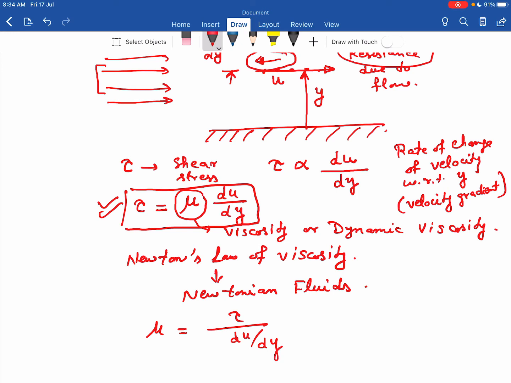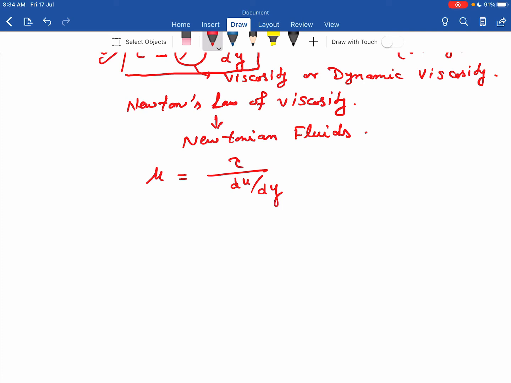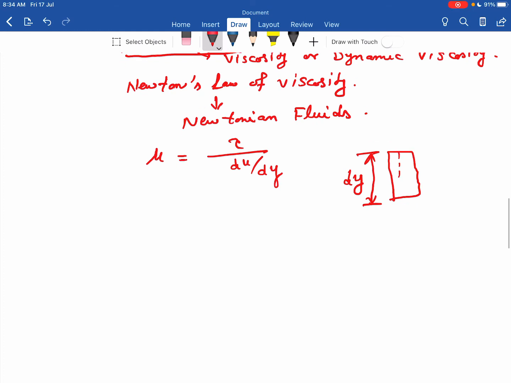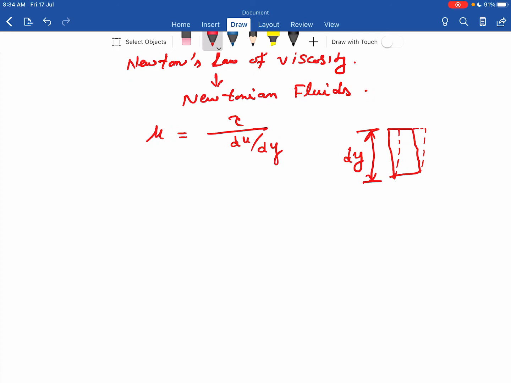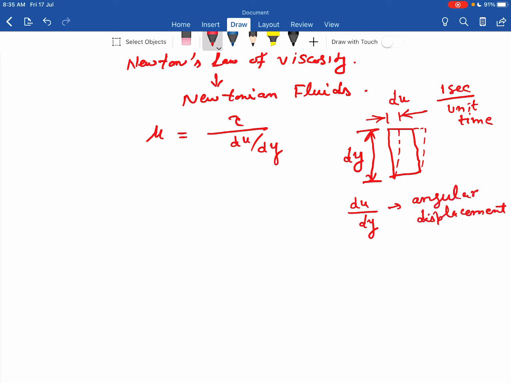Okay. Now say if we consider a vertical element dy, say this is our vertical element dy. If the upper end moves a distance du with respect to the lower end in 1 second, that is, this upper layer of this element moves by a distance du with respect to the lower layer in a unit time, then you can say the term du by dy is the angular displacement, or we can call it deformation.